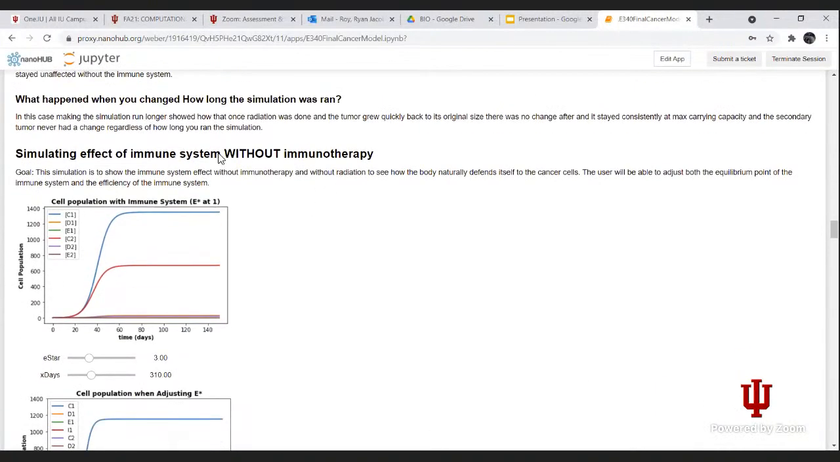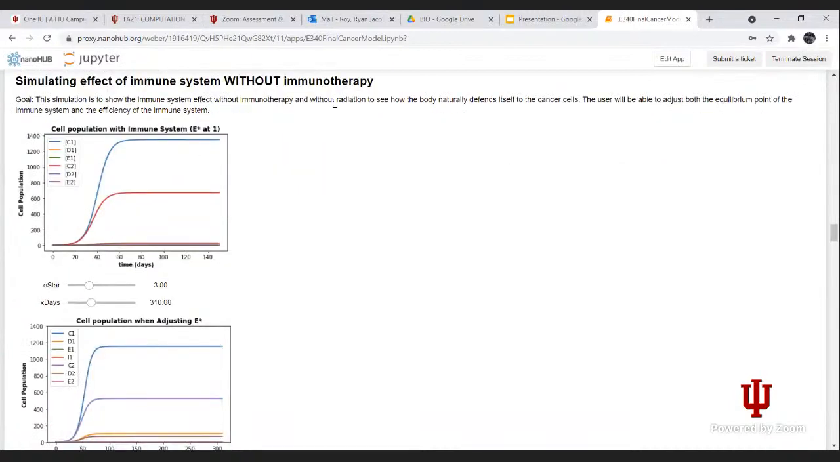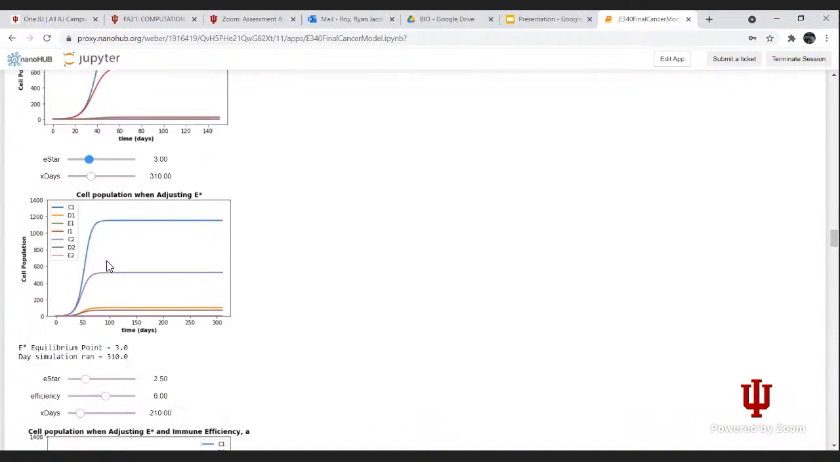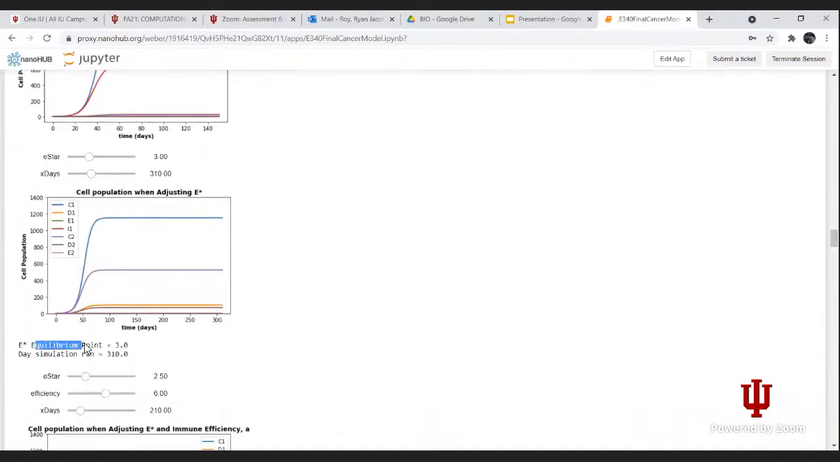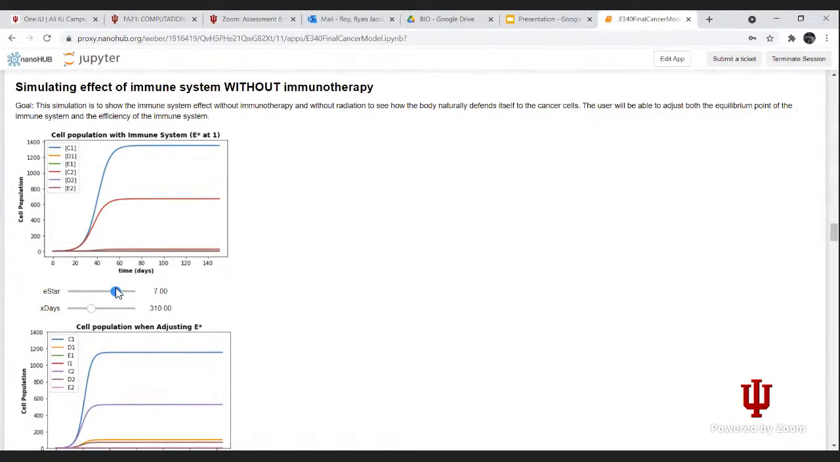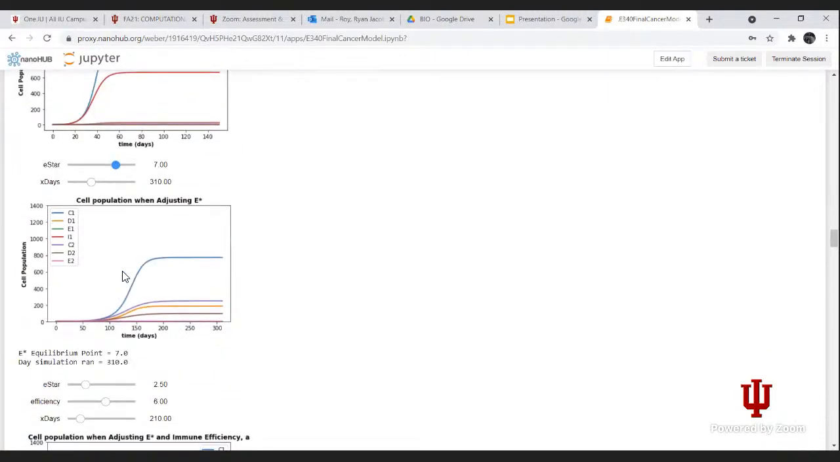So this is the third level of complexity where they are simulating the effect of the immune system, but without immunotherapy. E star is basically something that is called the equilibrium point, which is the point at which the working of the immune system kind of stabilizes. So you can adjust that and you can see how things change. Again, you can zoom in and zoom out and see what is the effect for a longer period of time.